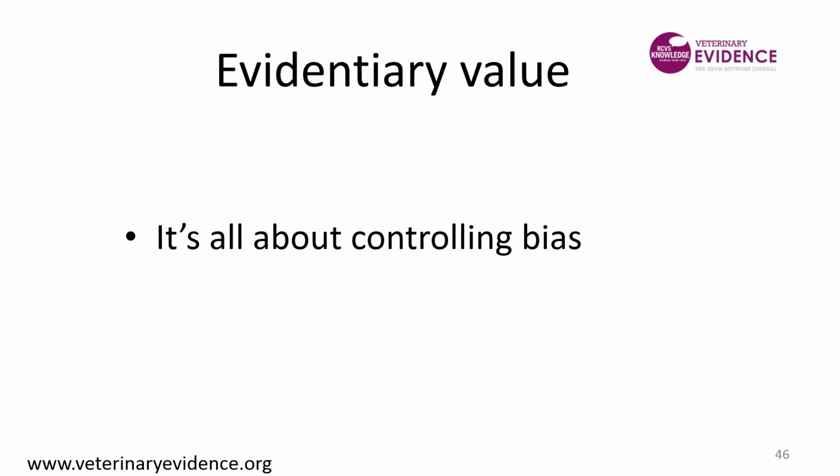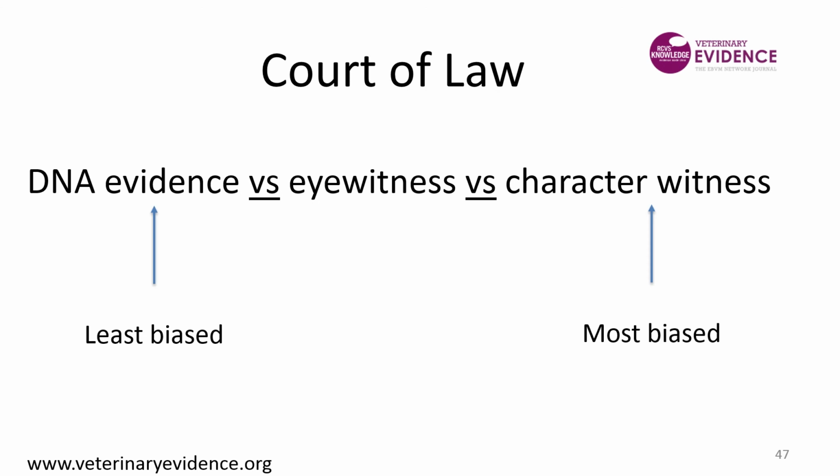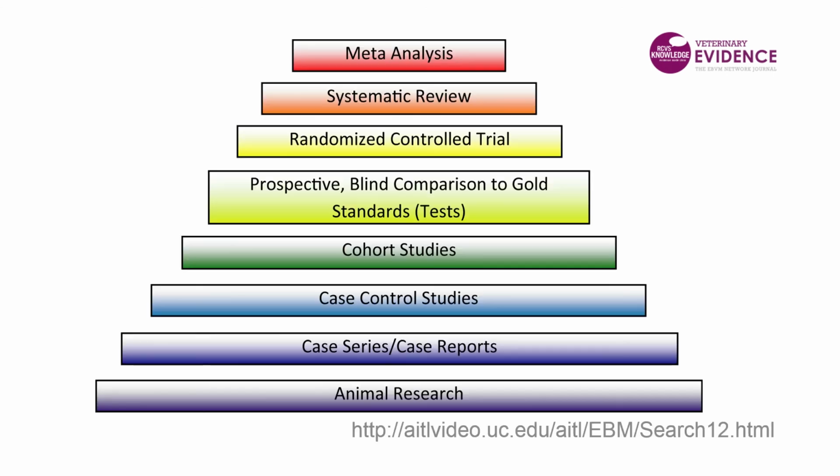And so study designs are all about controlling bias. And just like in a court of law, DNA evidence is the least biased, and a character witness is the most biased. And you certainly rank them. It doesn't matter how many character witnesses you have, at least in the United States, if you've got DNA evidence, done deal, right? Because we know this is like super biased, and that's unbiased, usually. And I'm sure you've seen the evidence pyramid many, many times. This is another evidence pyramid.